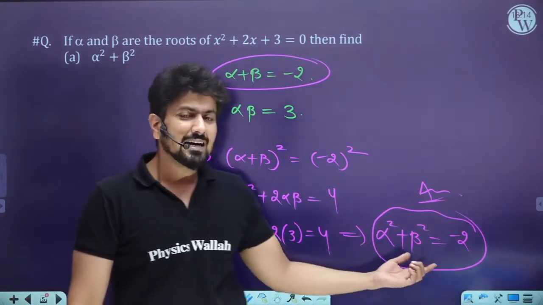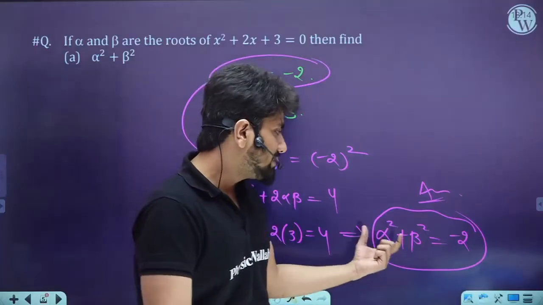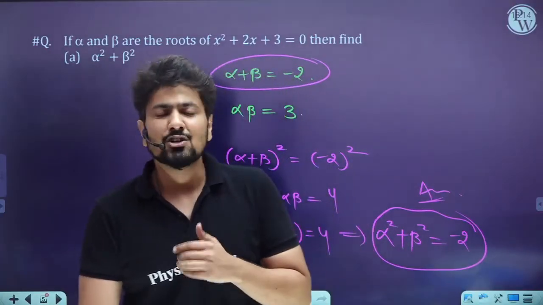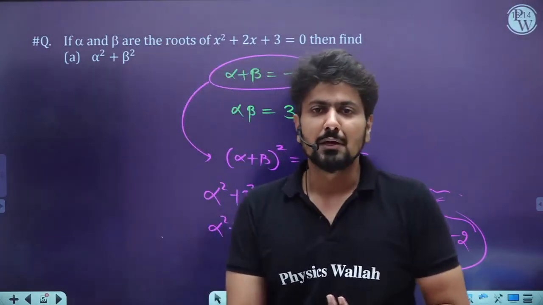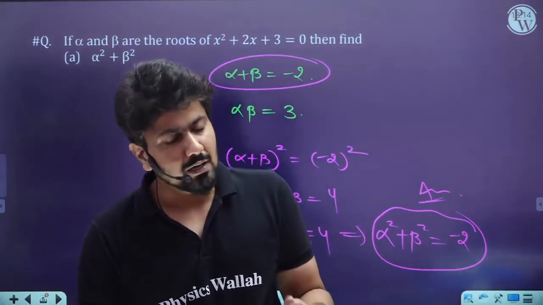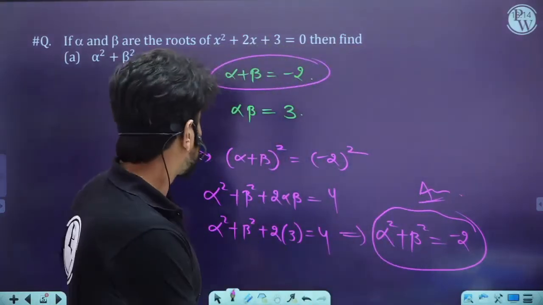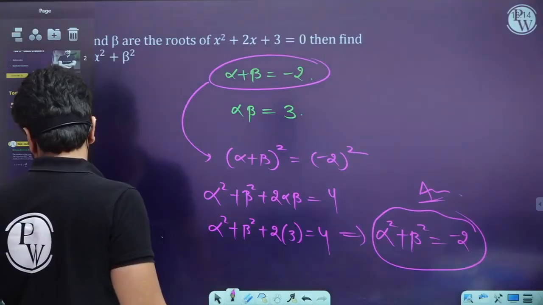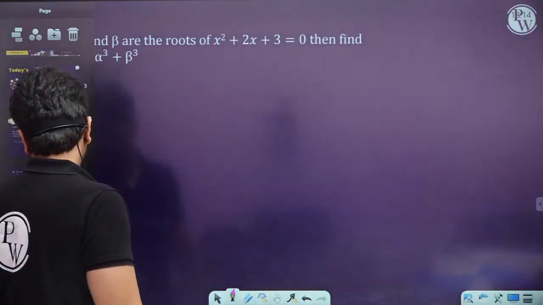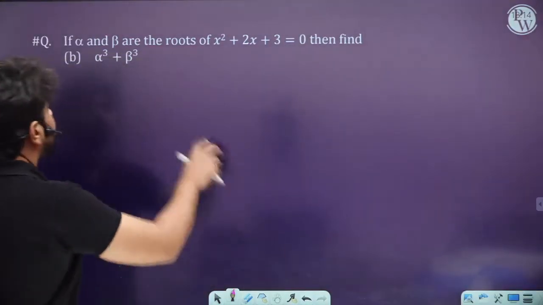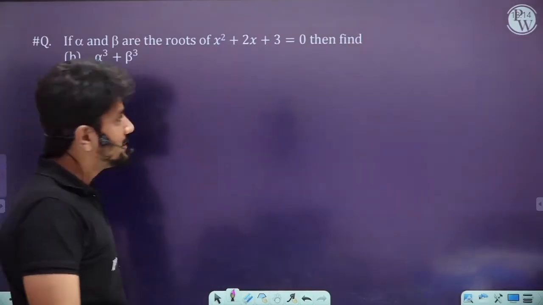Because alpha and beta are not real numbers, these are imaginary numbers over here. The square of a real number is positive, but the square of an imaginary number is negative. Okay, so we have imaginary roots for this equation. Now, if they ask us the value for alpha cube plus beta cube, how do we get that?